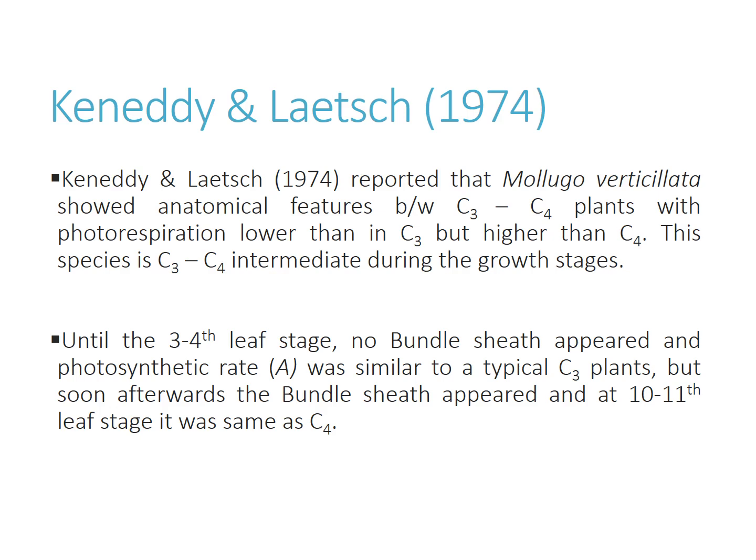Until the third to fourth leaf stage, no bundle sheath appeared and photosynthetic rate was similar to a typical C3 plant. But soon afterwards, the bundle sheath appeared and at the 10th to 11th leaf stage, it was seen as a C4 plant.